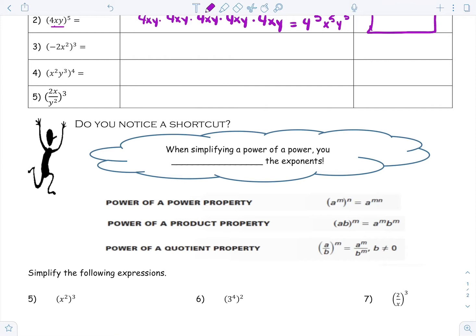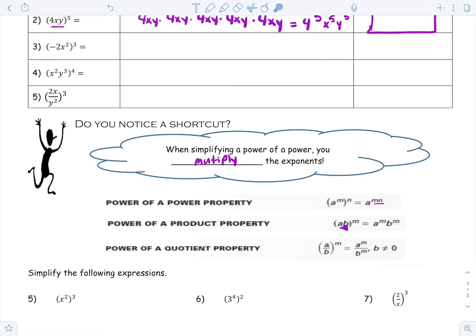Hopefully you've noticed a shortcut by now. When simplifying a power of a power, you multiply the exponents. All right, you multiply the exponents. So, for instance, if you have a to the m raised to the n, then you can just multiply m times n. And then if you have a product, ab, and it's being raised to the m, then you can distribute that exponent to both the a and the b. All right, because there's two different bases, so you just distribute inside.